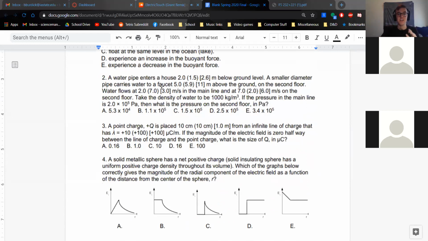So next question is a bit more quantitative. We've got a water pipe entering a house at a certain depth underground, and then it's going up to a certain height in this house. And we need to know what the pressure is at the top of the house. So what is the pressure of the water up there?